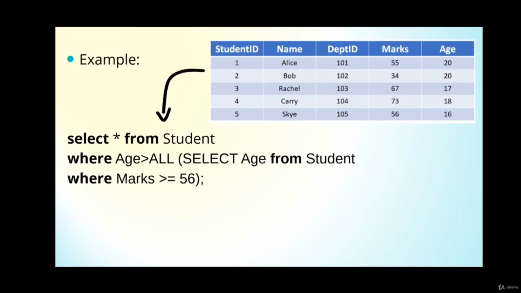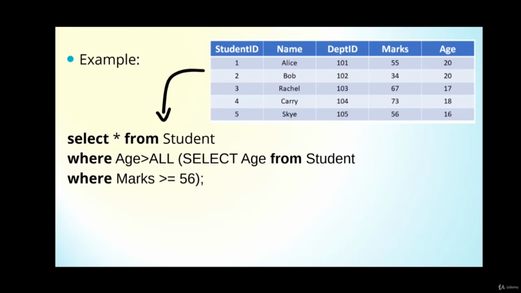In that case, first we'll have to find the age of those students who have marks greater than 56. So we'll run a nested query where the inner query is the query in brackets. First the inner query will be executed. After execution, it will display the ages of those students who have marks greater than or equal to 56. According to the table, Rachel, Carrie and Sky have marks greater than or equal to 56. So their ages, that is 17, 18 and 16, will be displayed.